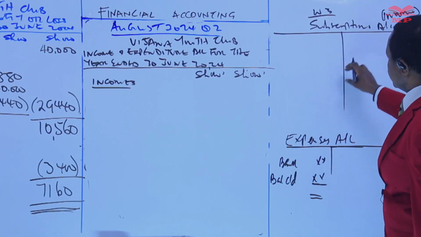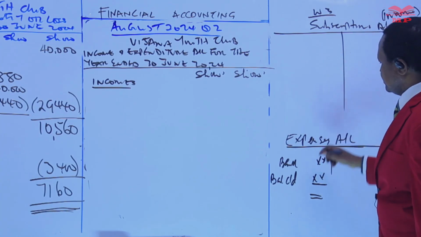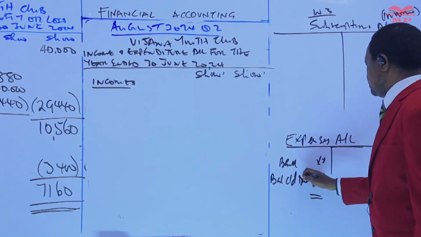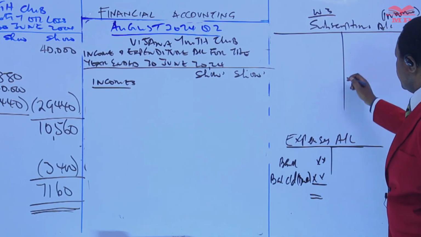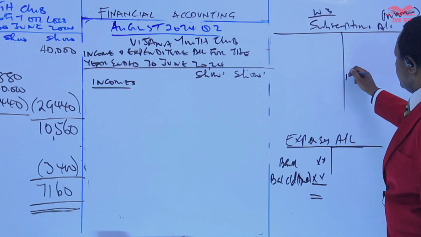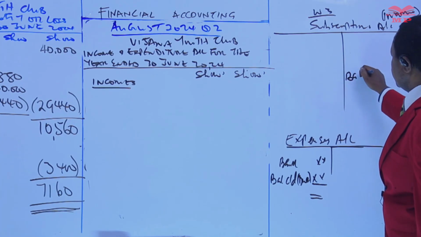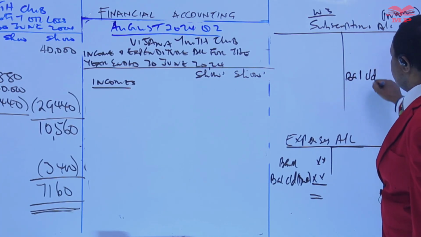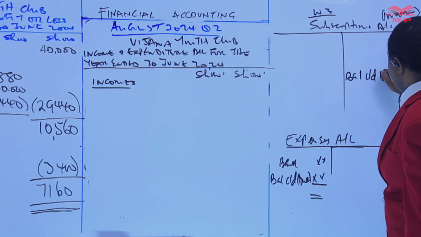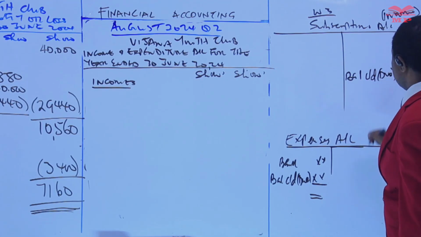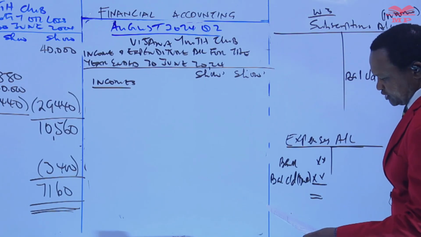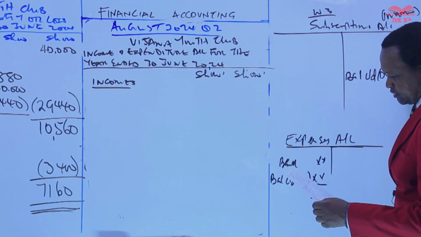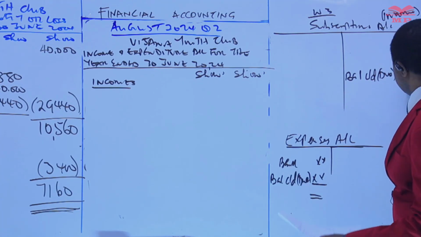That means for subscriptions account, this is due at the end. We do the opposite. We are going to credit. This is balance carried down, due or arrears. That is at the end. So how much is it? Subscriptions in arrears at the end is 1480.